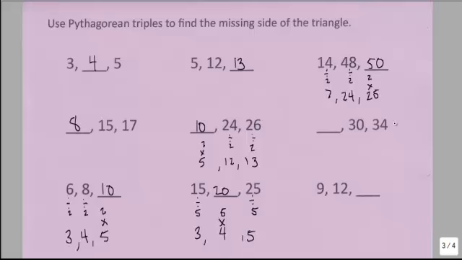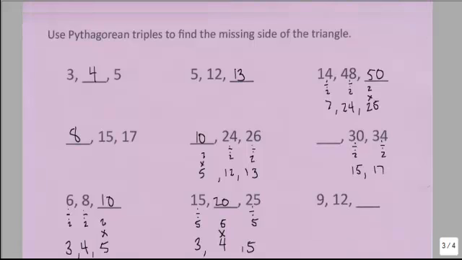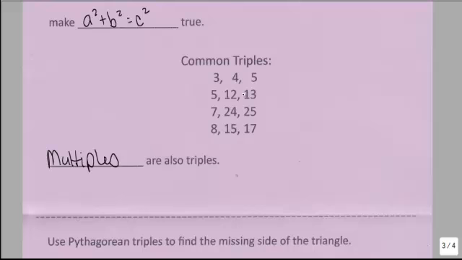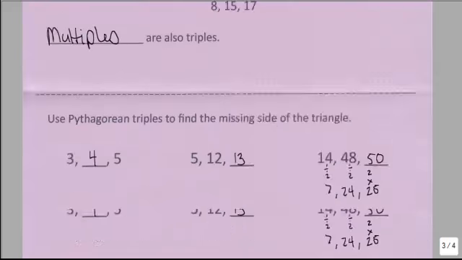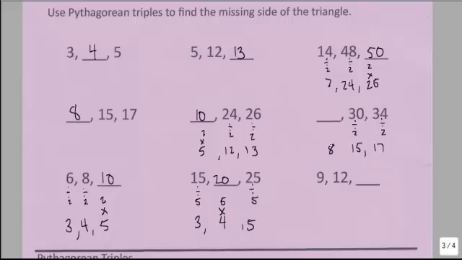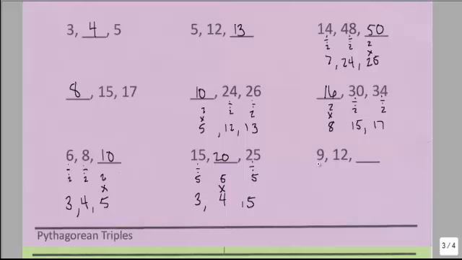Numbers that go into 30 and 34, let's divide it by 2. This is 15. This is 17. So let's try to find 15, 17. That means my first term would be 8. Multiply it times 2 to give us 16. 9 and 12, 3 goes into each of those. 9 divided by 3 is 3. 12 divided by 3 is 4, so that's another 3, 4, 5 triple. Multiply the 5 times 3 to give us 15 for that one.